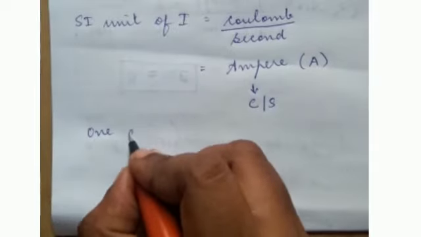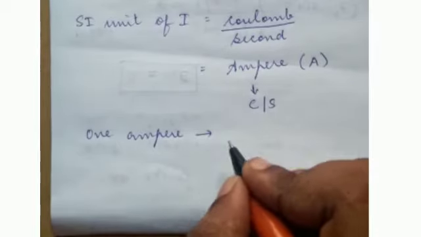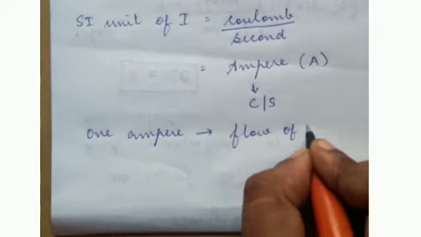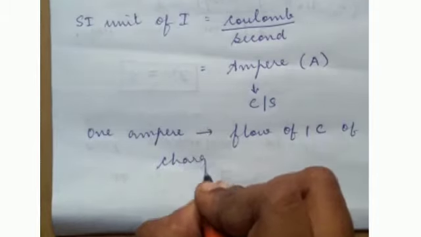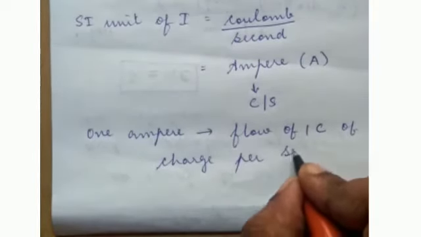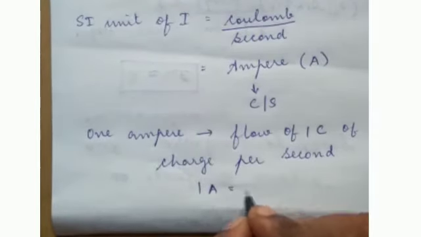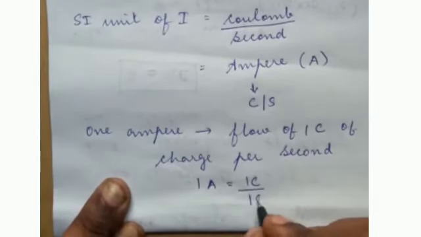Now what is 1 ampere? 1 ampere is constituted by the flow of 1 coulomb of charge per second. That is, 1 ampere is equal to 1 coulomb per 1 second. So that's the detailed explanation of electric current.